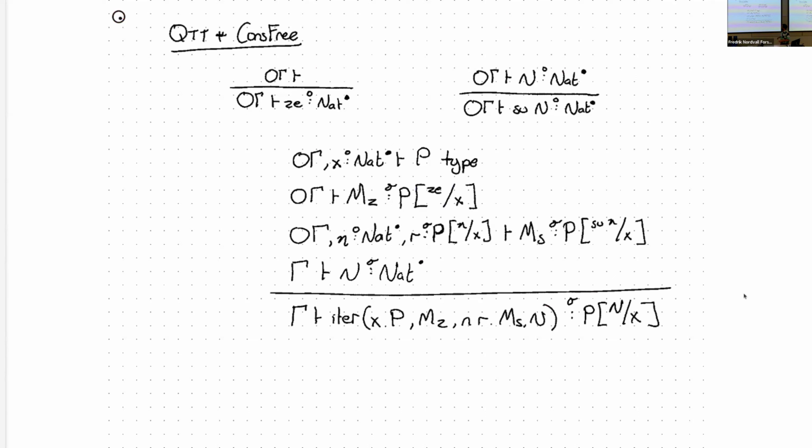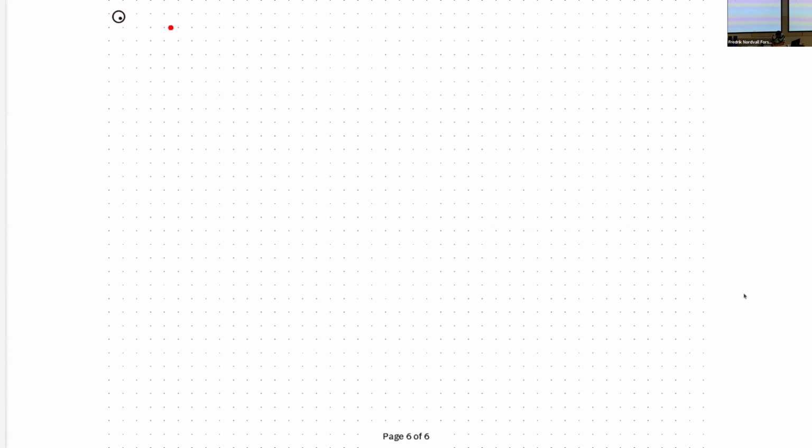Okay, so that was the cons free system. And so when sigma is 0, this essentially becomes the normal eliminator for natural numbers in a dependently typed system. So it's completely unrestricted. You can do induction on the natural numbers.